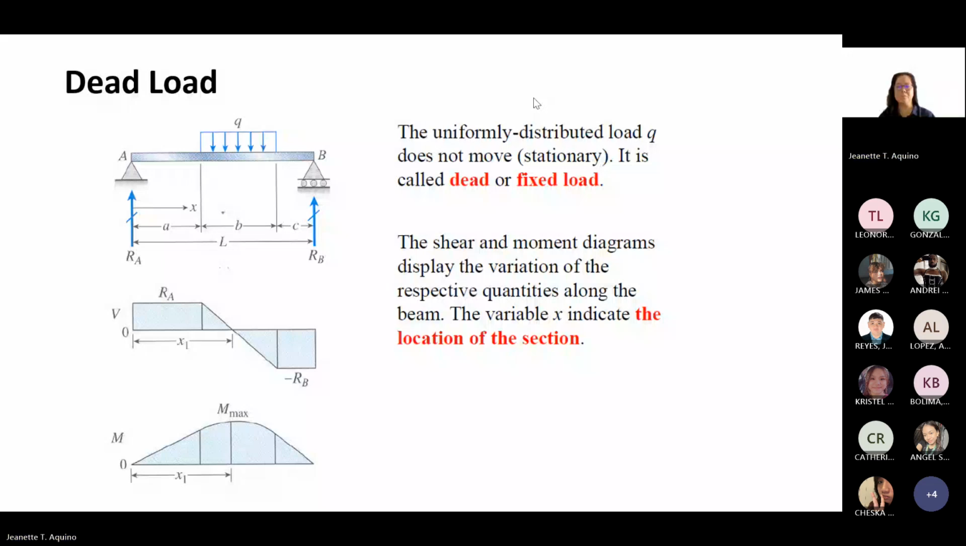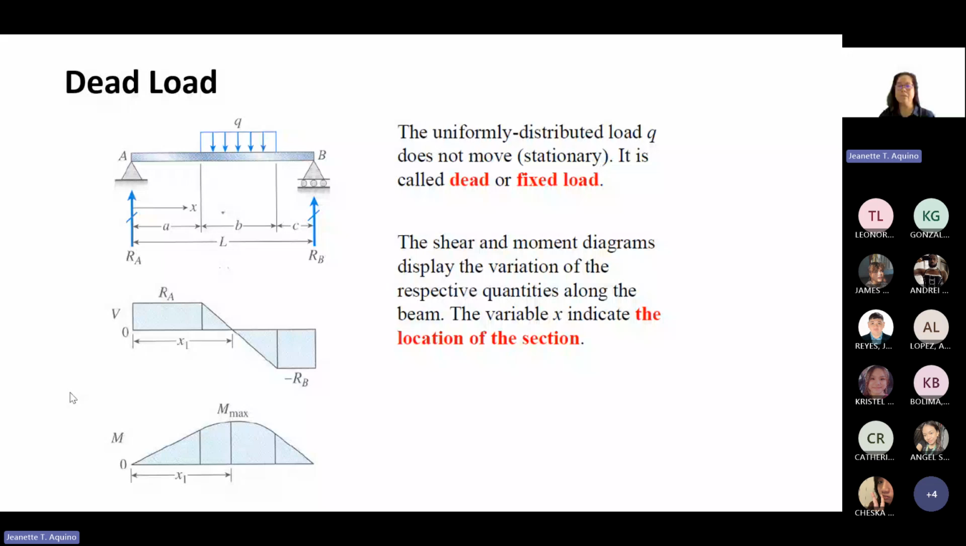For the dead load you can choose a section anywhere. You can cut here or in here. So the variable x is the location of the point where we want to take the maximum moment or shear force.